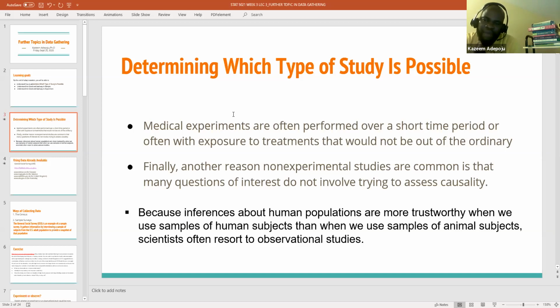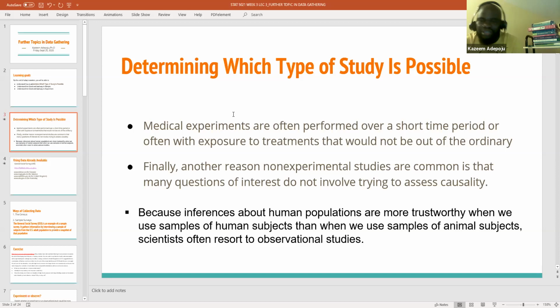I remember in the past, condemned prisoners were normally used for research, okay? And the results they have been getting from that have been very superb. But because of human rights, you cannot just use human beings for research without seeking their consent.